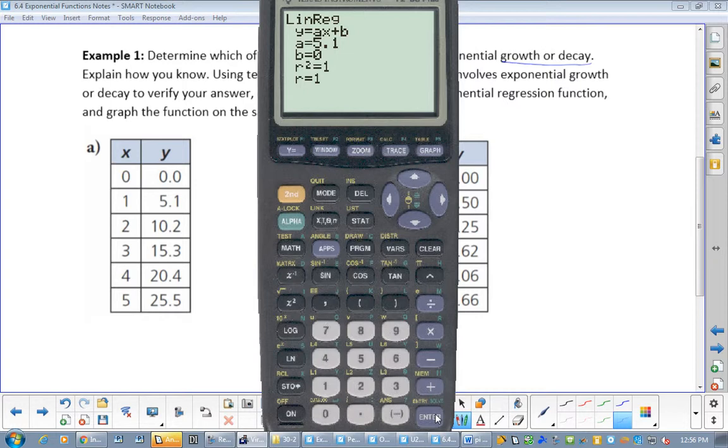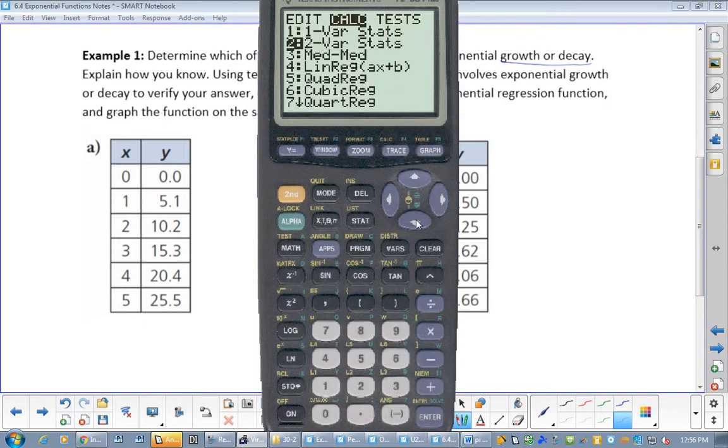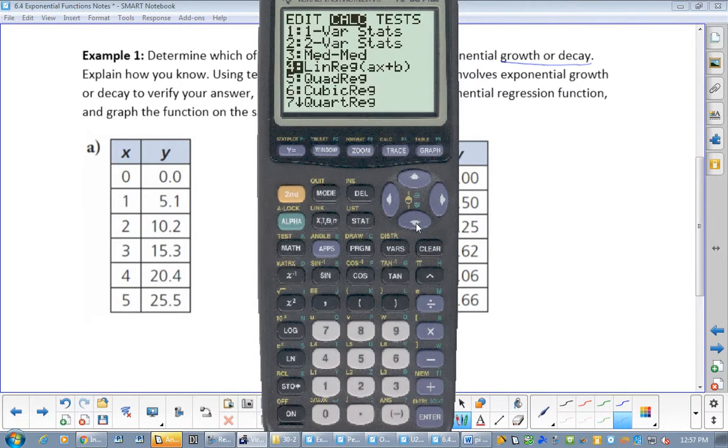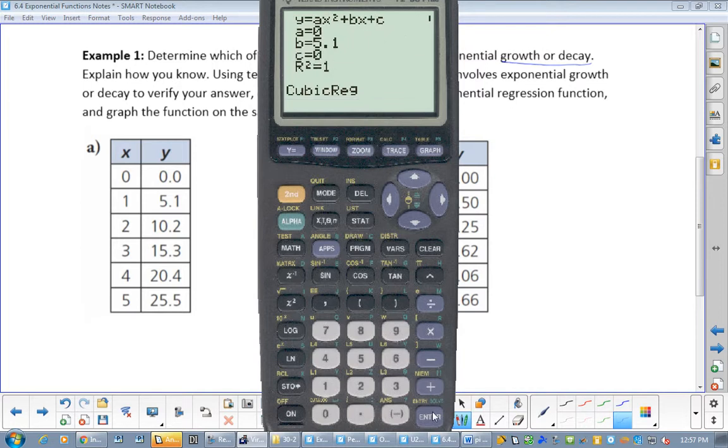Now, but you know what? I'm a little paranoid. It's diploma. I'm going to check the other ones, and it's not hard, right? It's pretty fast. Stat, calc. The next was quadratic regression, right? We had done that one last unit. Yeah, I bet you they wouldn't have both of those as a choice. Okay. Well, let's check stat, calc, cubic. Yep. Cubic's one.